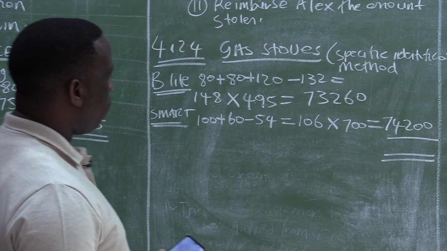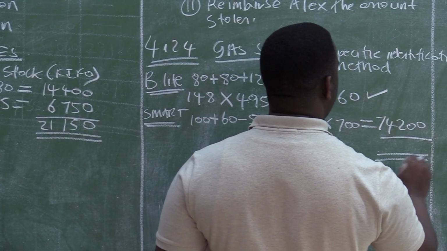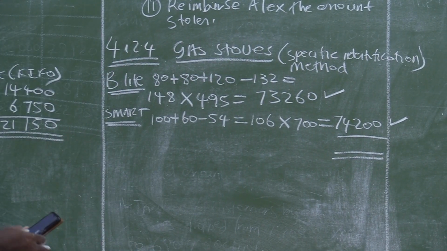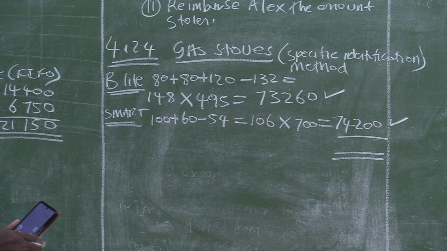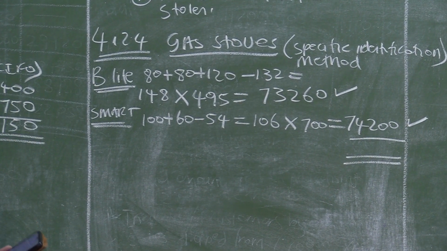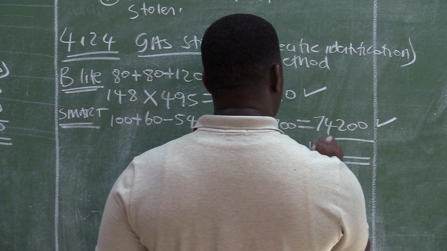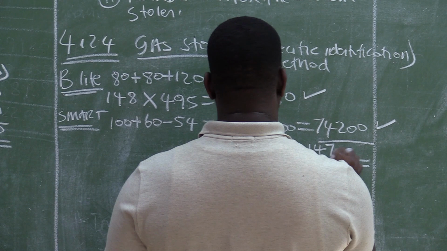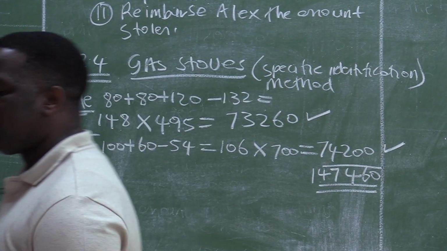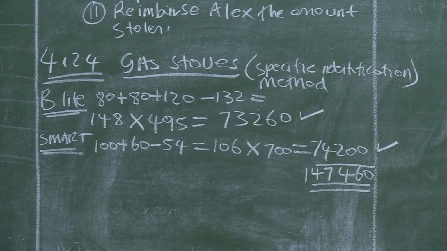So the value now of the closing stock will be this 73,260 plus this 74,200. The value of the closing stock is 147,460. The specific identification method is the easiest method of valuing stock because you are specific to each product.